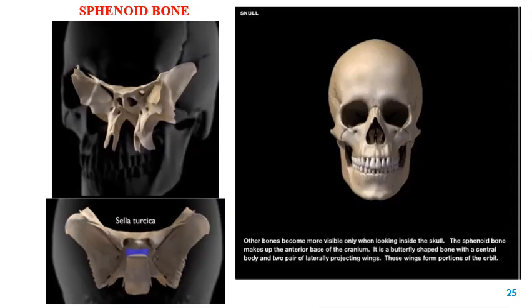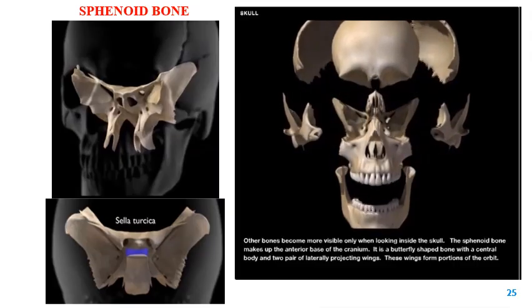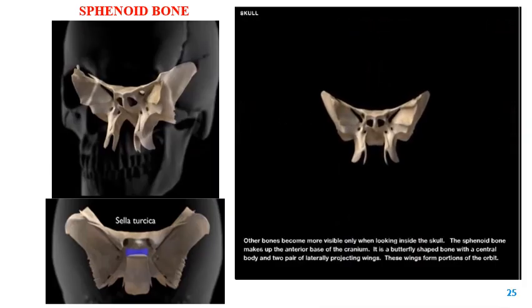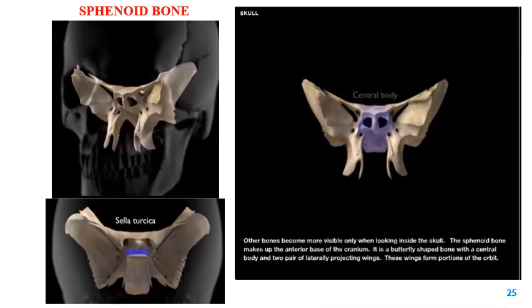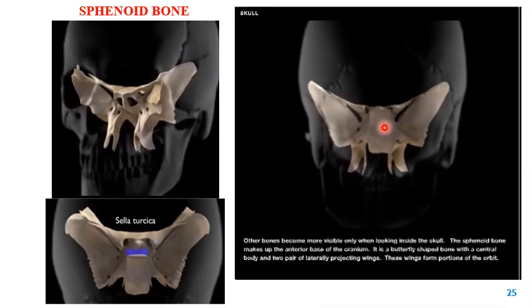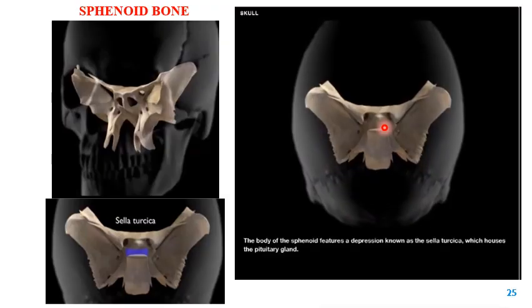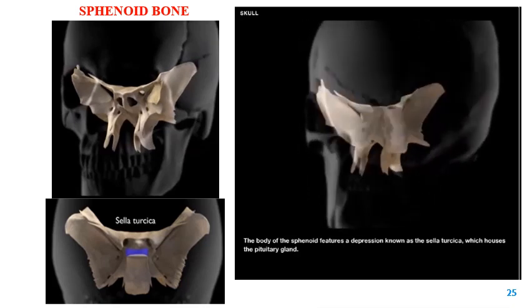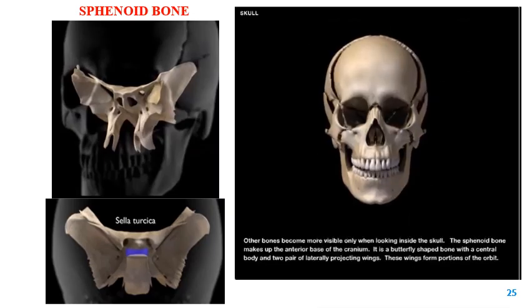So here I have a little movie. Other bones become more visible only when looking inside the skull. The sphenoid bone makes up the anterior base of the cranium. It is a butterfly-shaped bone with a central body and two pair of laterally projecting wings. These wings form portions of the orbit. The body of the sphenoid features a depression known as the sella turcica, which houses the pituitary gland. So important thing about this bone, okay, it goes across the head and it has that sella turcica.